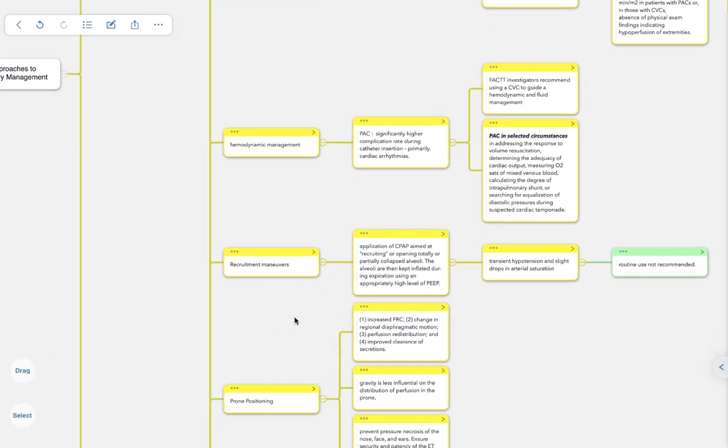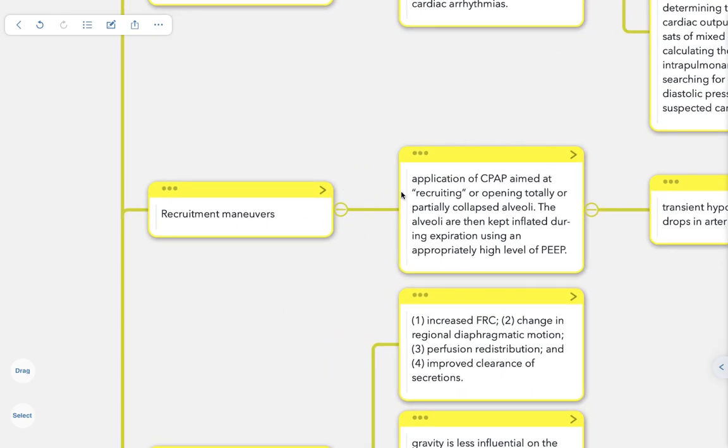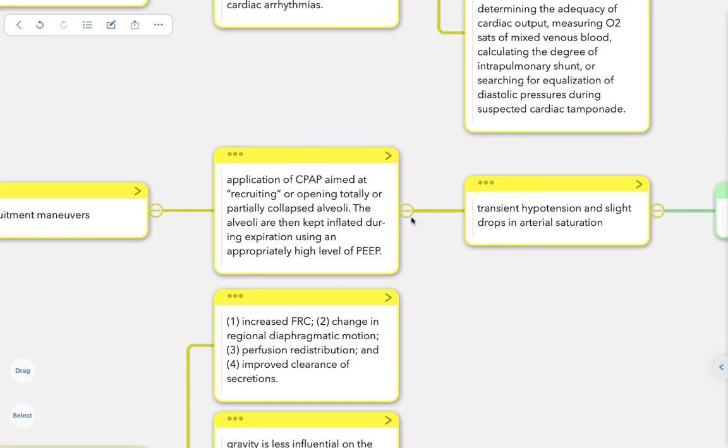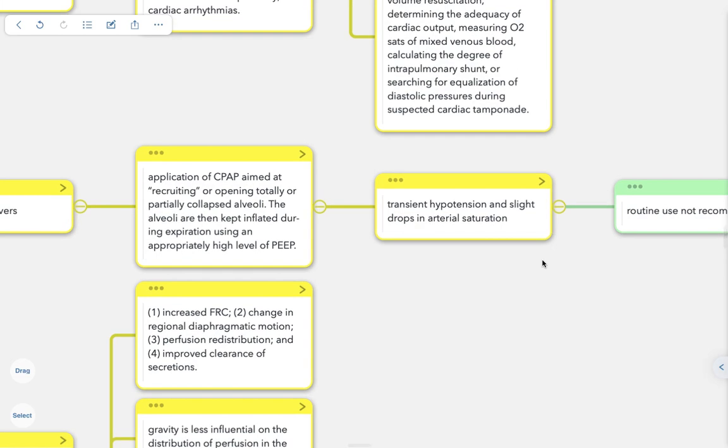Then we come to recruitment maneuvers. Now, a recruitment maneuver is nothing but application of CPAP aimed at recruiting or opening totally or partially collapsed alveoli. The alveoli are then kept inflated during expiration using an appropriately high level of PEEP. This can cause transient hypotension and slight drops in arterial saturation. Therefore, routine use is not recommended.